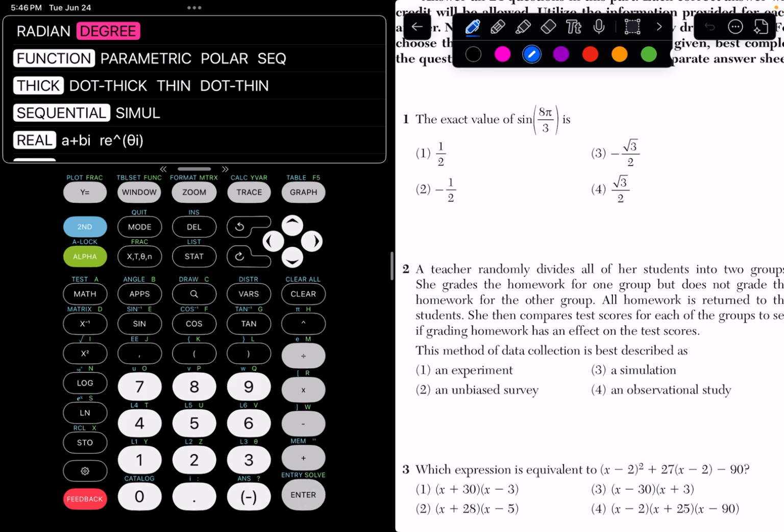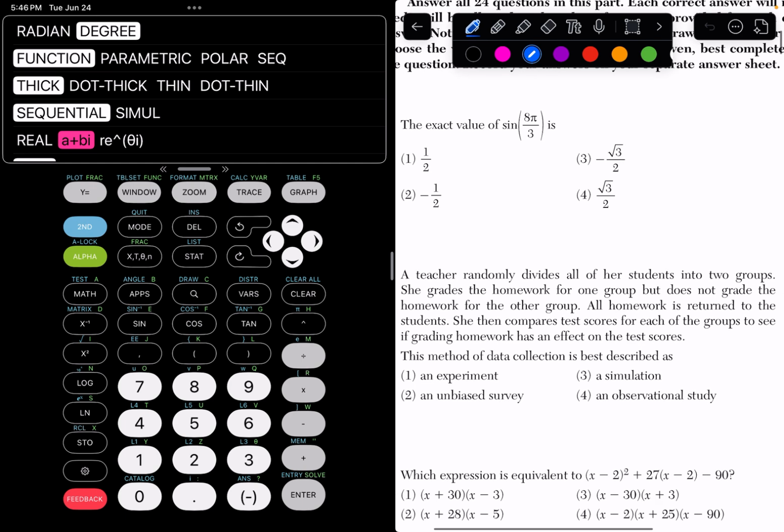Okay, and we want to make sure that we're in A plus BI, because there's one imaginary one on here. It's I squared, but if you forget I squared is -1, you can put it in your calculator and figure it out. All right, so the first question, here we go.